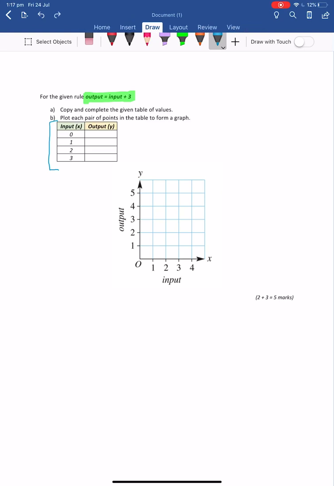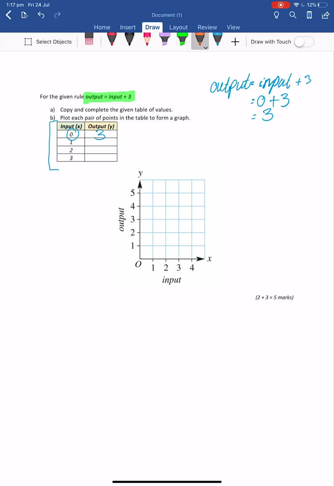So let's first of all work out what numbers go here. So I'm going to write my rule. Output equals input plus 3. The first input is 0. So it's simply 0 plus 3. That equals 3. I'm going to put that here.